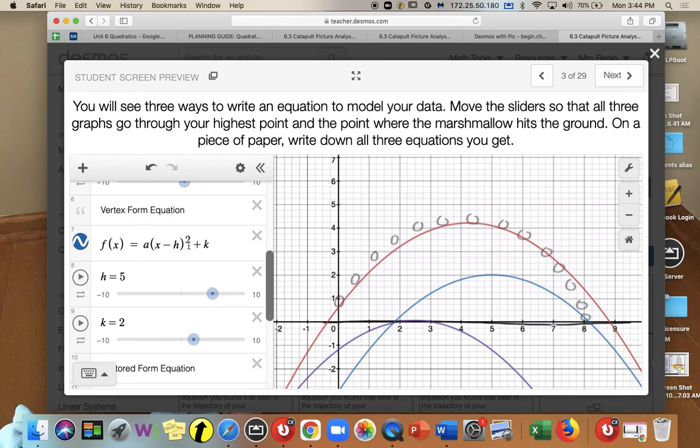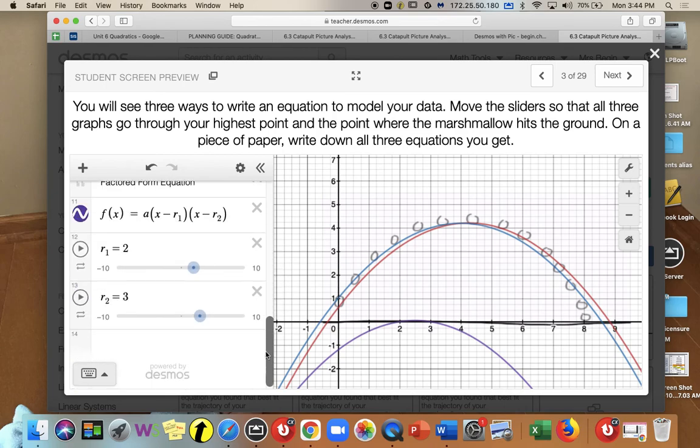Vertex form. If you remember vertex form, we're talking about h and k, left and right. Hopefully that helps you. So using what I know about h and k, I can play around with this and get a graph that I like right here. All right, so there's one that I'm pretty happy with.